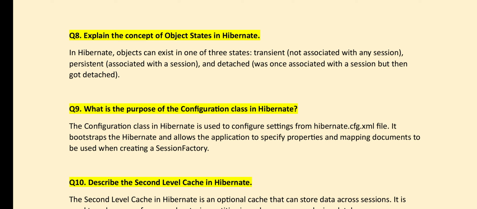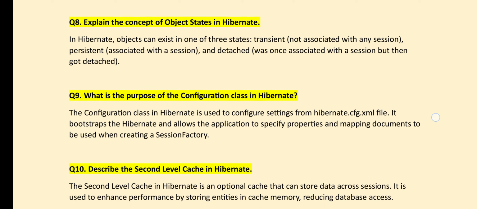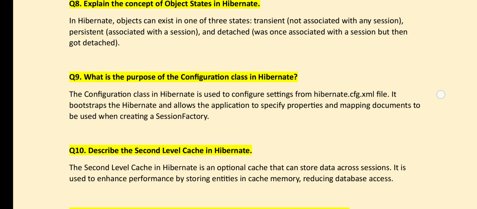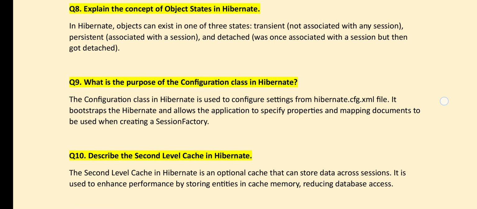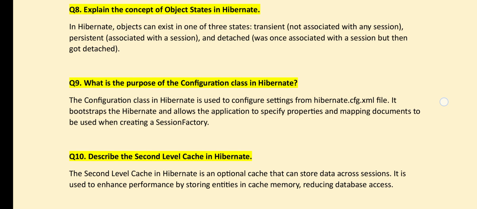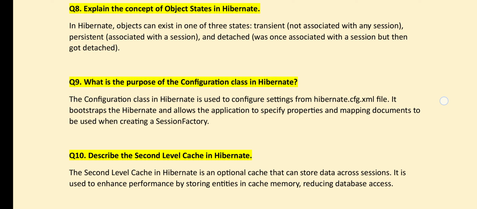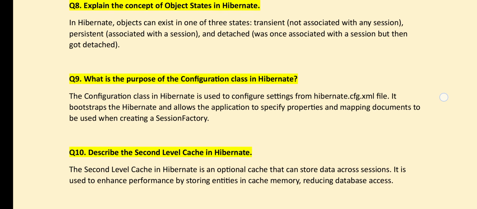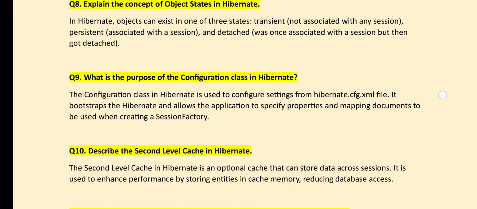What is the purpose of the Configuration class in Hibernate? The Configuration class in Hibernate is used to configure settings from the hibernate.cfg.xml file. It bootstraps Hibernate and allows the application to specify the properties and mapping documents to be used when creating a SessionFactory.